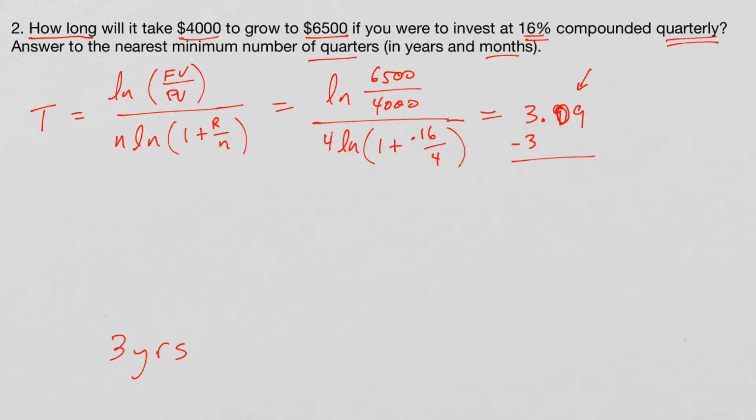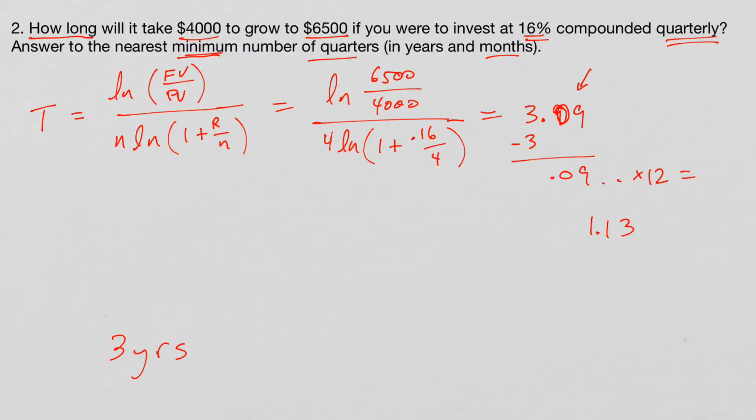So I take this away and I get 0.09-ish. There's a bunch of numbers after that. And then I'm going to take that number and multiply by 12 to convert that into months. So I have times 12. Now I'm going to get 1.13 or something like that. But it asks for the minimum number of quarters, not months.